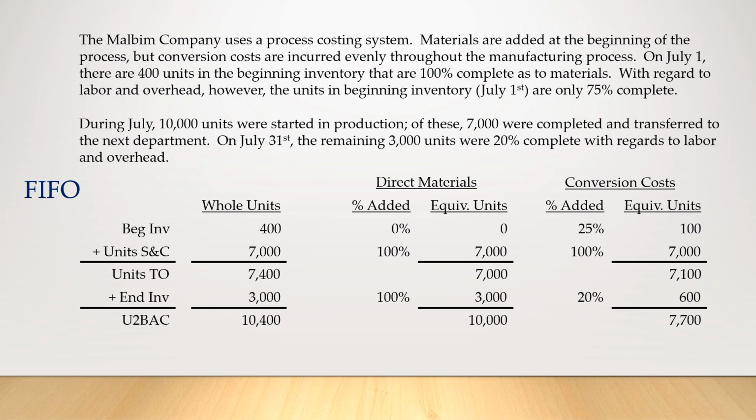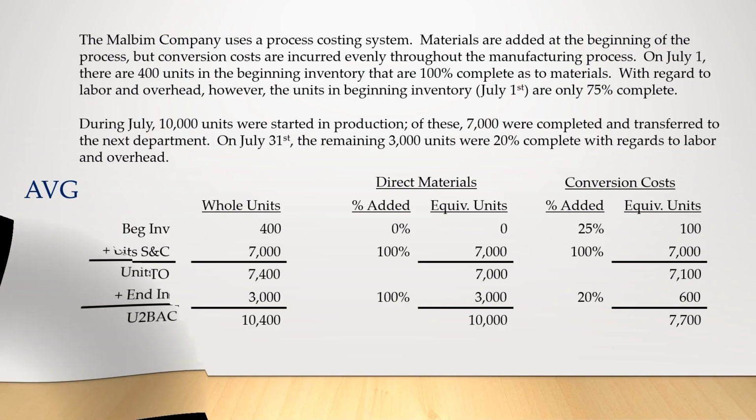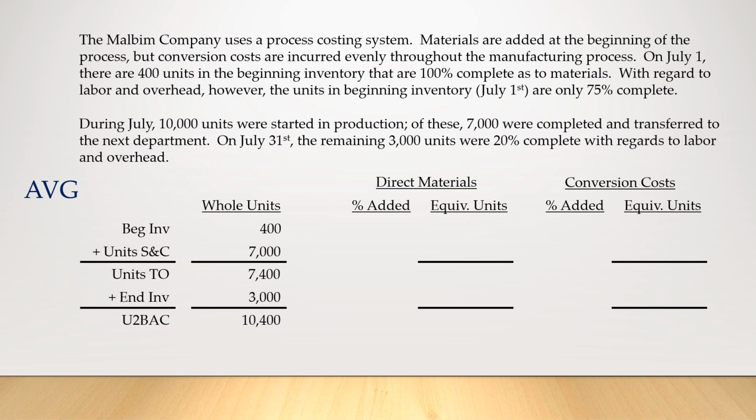Now we'll repeat the same process, but using the average cost method. The calculation of our units to be assigned costs is identical to the FIFO method. Where we see our first deviation under the average cost method is that we don't need to calculate equivalent units for beginning inventory or units started and completed.